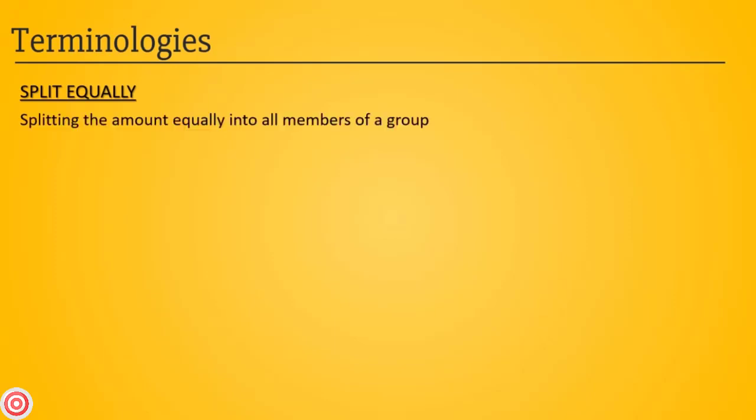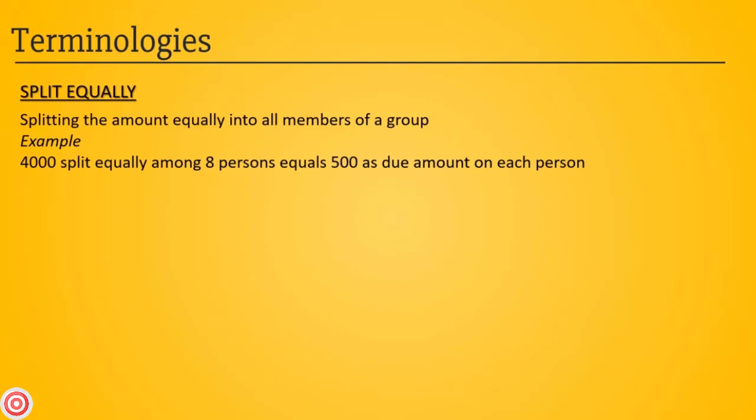Now let's discuss a few terms before proceeding over to the requirements. First would be the split equally. This means splitting an expense equally among all, as we saw in the previous example. 4,000 split among 5 would be $800 per head.